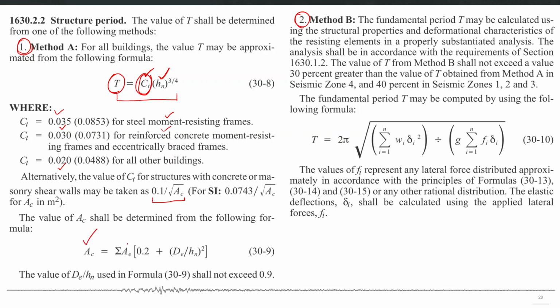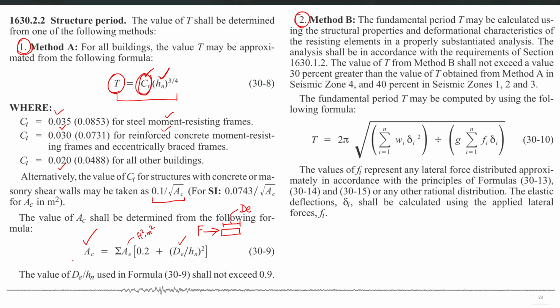In this expression you can see that there is an AE and DE, where this AE is the minimum cross-sectional area of shear wall in any horizontal plane in the first story, and obviously this is an area, so it will be in feet squared or in meters squared. And this DE is the length of the shear wall in the first story in the direction parallel to the applied forces. So if you have this wall, and let's say this is the plan view and you are applying forces in this direction, then this will be DE, this length which is parallel to the direction of applied loading, and A is the minimum cross-sectional area of shear wall in the first story.